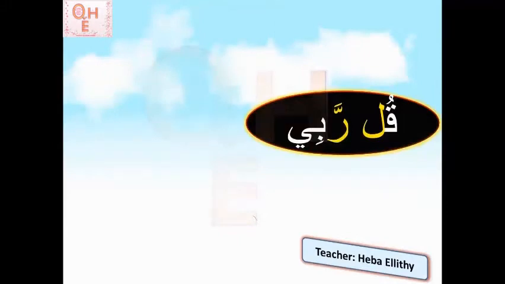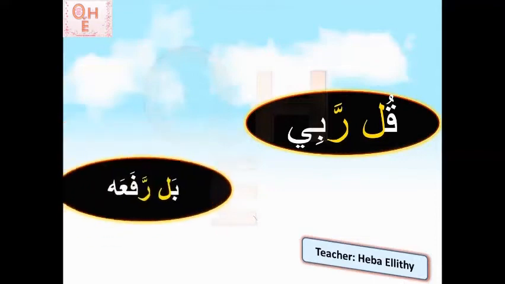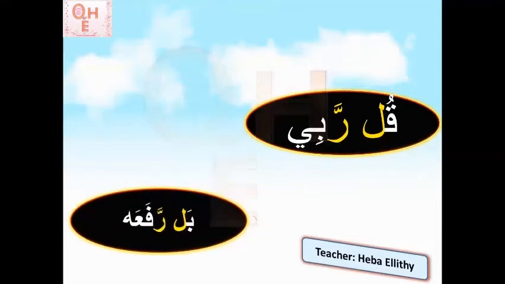Here is the first case: lam when it's followed by ra, like قل ربي. How can I read it? قرّبي. I make idgham and merge between lam and ra, and I pronounce ra instead of lam. That means the ra will turn with shadda. Or بل رفعه.